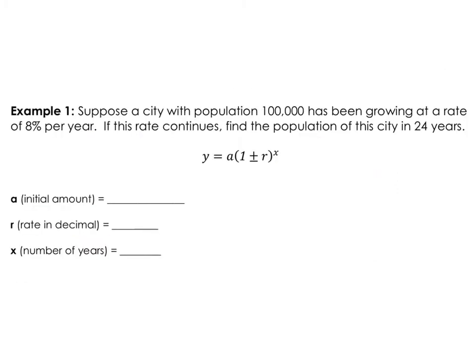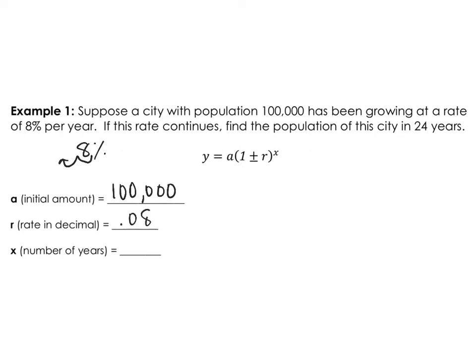The first example we have says, suppose a city population of 100,000 has been growing at a rate of 8% per year. If this rate continues, find the population after 24 years. So the first thing I like to do is just focus on how to find the equation for this. Our initial amount was that 100,000 people, and our percentage rate was 8%. Now we need to switch that to a decimal. So I'm going to take my decimal and move it over 2 places.